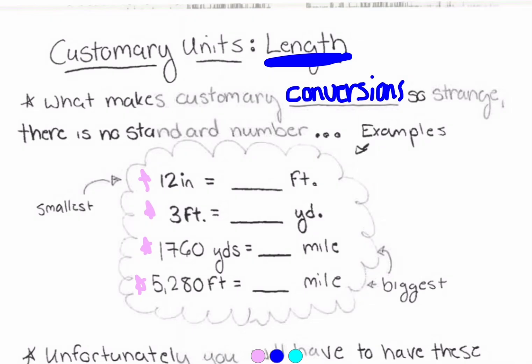If you're going from inches to feet, there's 12 inches in 1 foot. If you're going from feet to yards, there's 3 feet in 1 yard. If you're going from yards to miles, there's 1,760 yards in 1 mile. And if you're going from feet to miles, there's 5,280 feet in a mile. Notice your mile is going to be your largest, which means that your smallest is going to be inches.